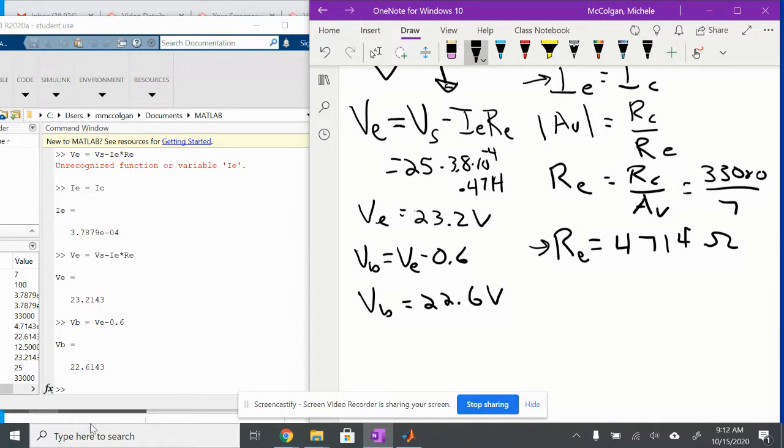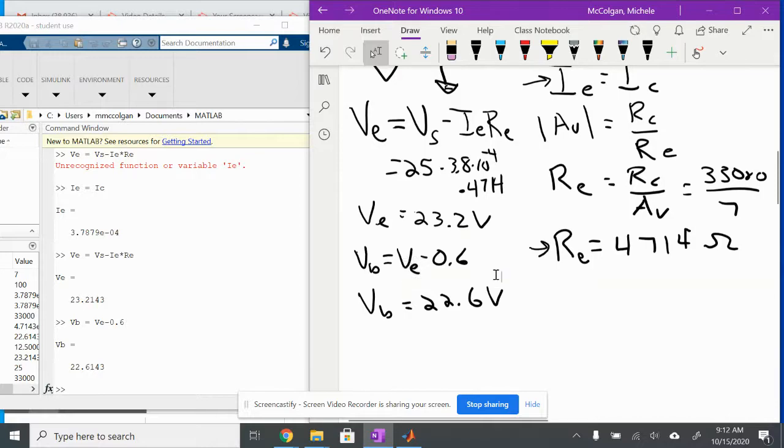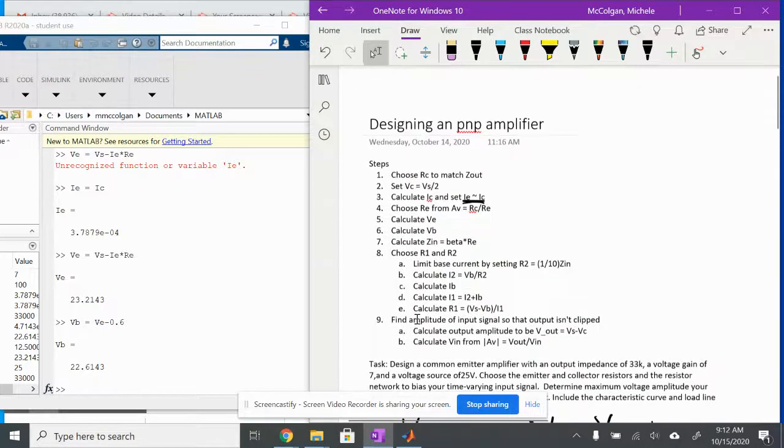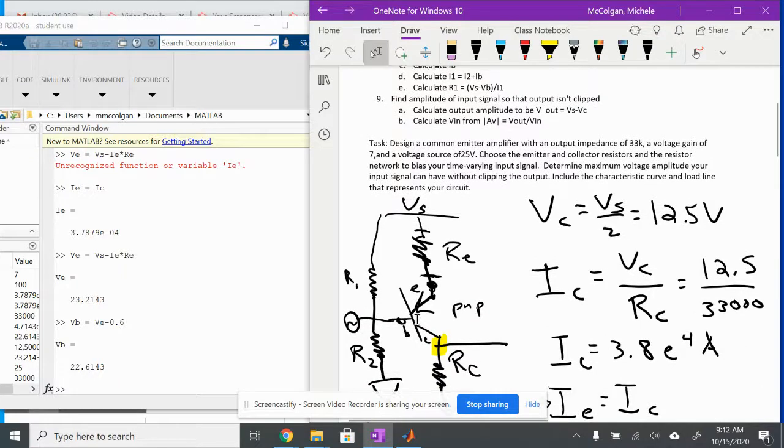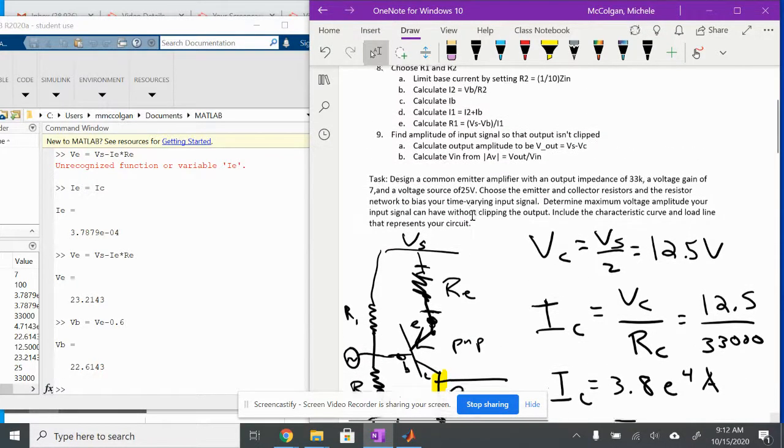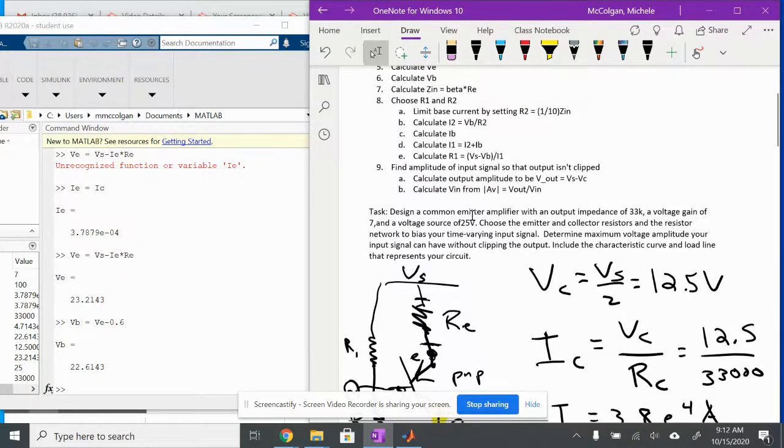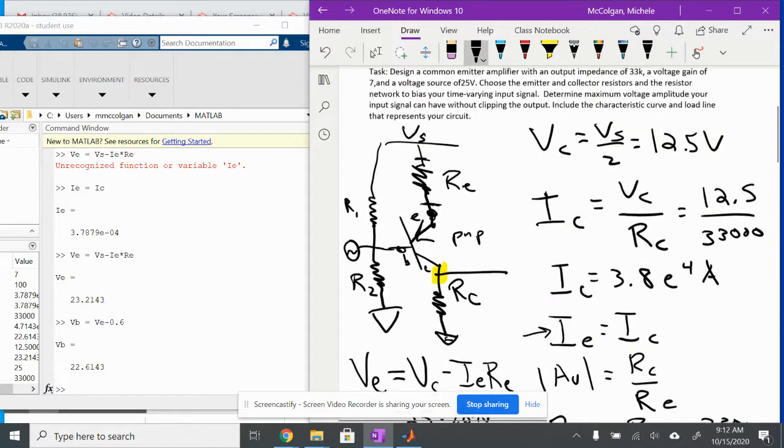Okay, so far I have RE and RC. That's great. And so by having my VB, I can now start working on my resistor network. So if I look here, I can also calculate my Z in right there, so I'll do that in just a minute. And now I can choose R1 and R2. And the first thing I want to do is I want to limit the current on the base by setting my R2 resistor much smaller than my Z in. So that way, most of the current will go to R2 here. Most of the current will go this way.